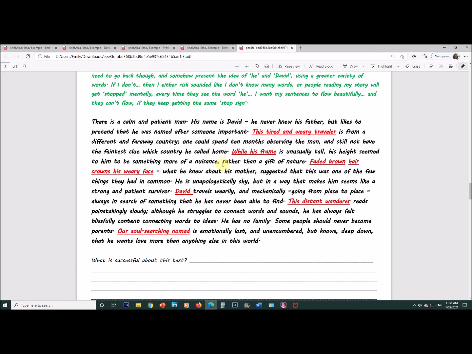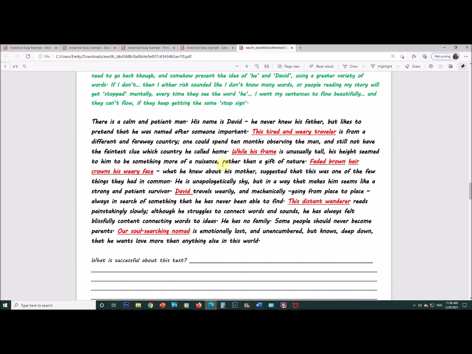There is a calm and patient man. His name is David. He never knew his father, but likes to pretend that he was named after someone important. This tired and weary traveler is from a different and faraway country. One could spend 10 months observing the man and still not have the faintest clue which country he called home. While his frame is unusually tall, his height seemed to him to be something more of a nuisance rather than a gift of nature. Faded brown hair crowns his weary face. What he knew about his mother suggested that this was one of the few things they had in common.